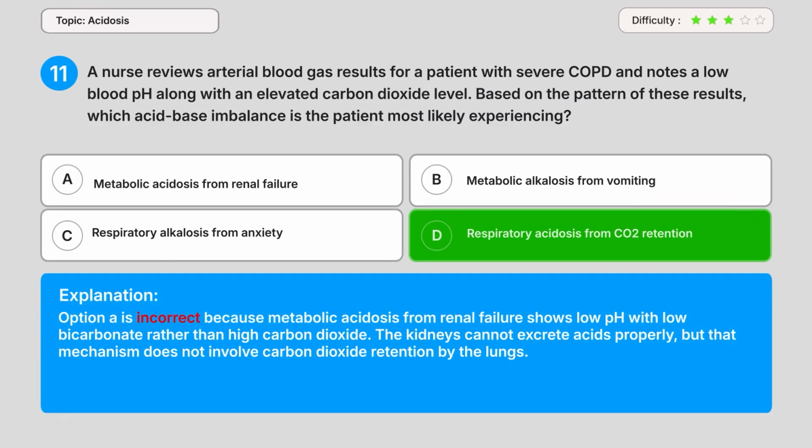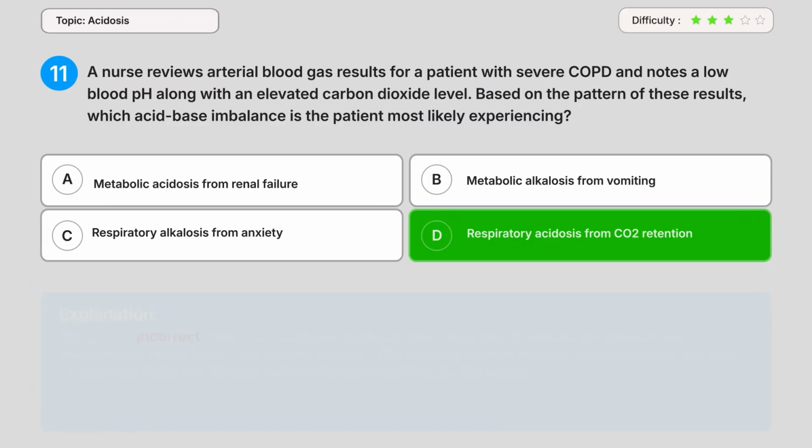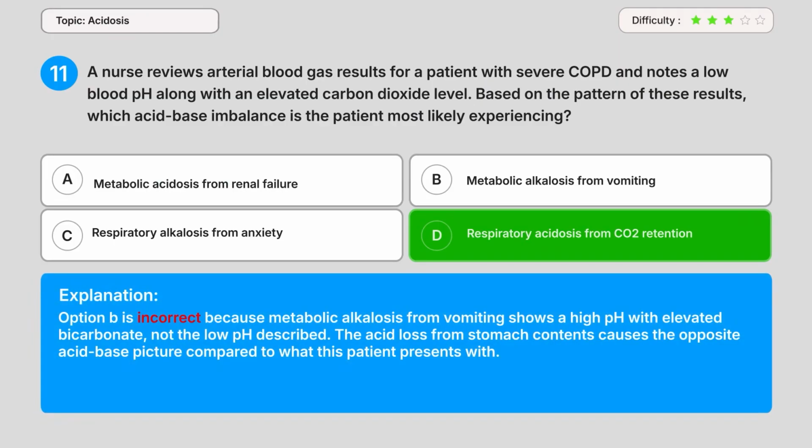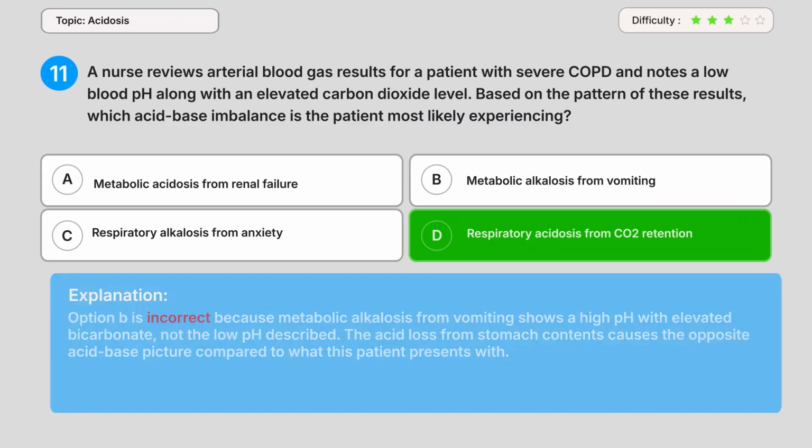Option A is incorrect because metabolic acidosis from renal failure shows low pH with low bicarbonate rather than high carbon dioxide. The kidneys cannot excrete acids properly, but that mechanism does not involve carbon dioxide retention by the lungs. Option B is incorrect because metabolic alkalosis from vomiting shows a high pH with elevated bicarbonate, not the low pH described. The acid loss from stomach contents causes the opposite acid-base picture compared to what this patient presents with.